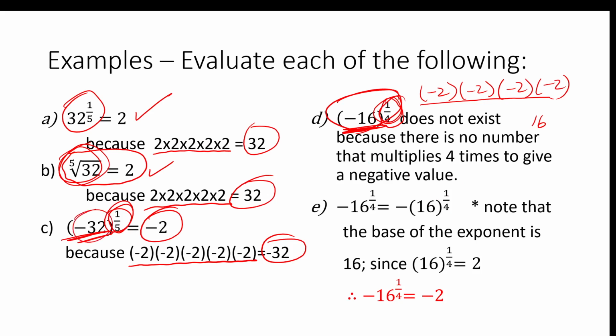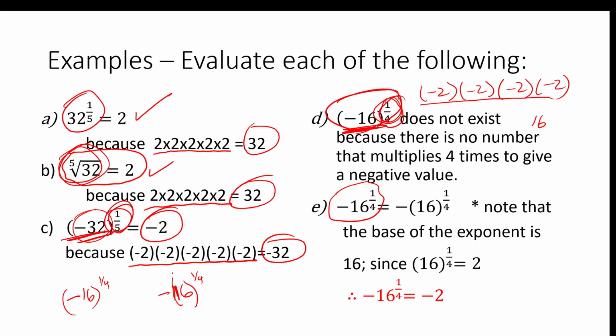Now, another one we have is negative 16 to the 1/4. There's a big difference between negative 16 to the 1/4, where the negative 16 is in brackets, or negative 16 to the 1/4, where the negative 16 is not in brackets. When the negative 16 is not in brackets, the base of the exponent is just the 16. So 16 to the 1/4 certainly equals 2.